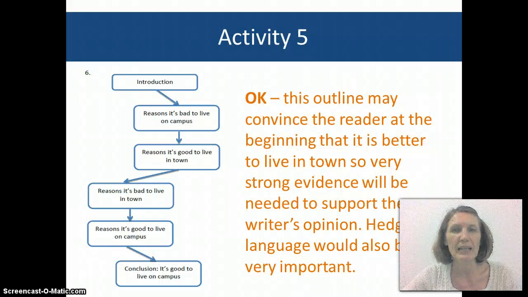So now it's your turn to think about what would be the best way to organize your essay. Remember, you want to go through the positive points and the negative points, and then you should conclude with whatever you agree would be the best way to solve the problem.